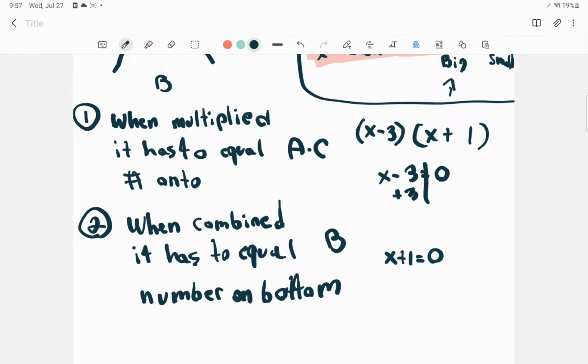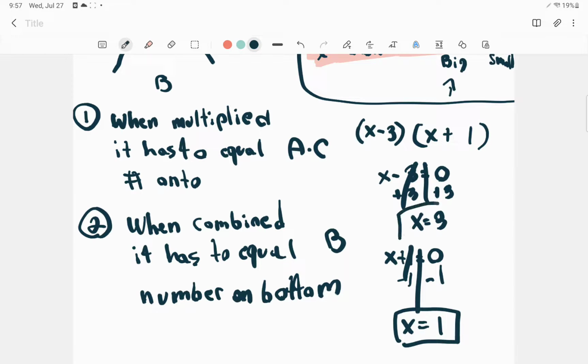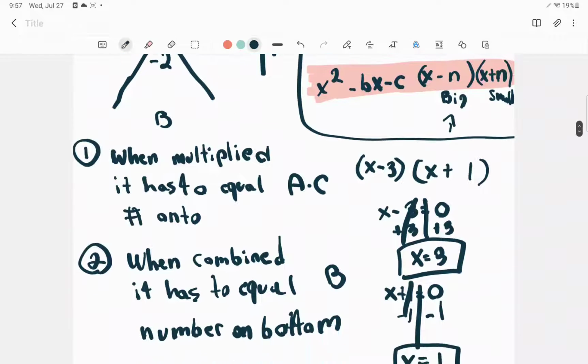So I know this is plus 3, so I know x is equal to 3. And over here, we're going to do the same thing. Minus 1. We know that x is equal to negative 1. So if you notice, this answer has two x values. Before, we only had one answer so far, and this one has two answers for x. So this is the answer for number 2.